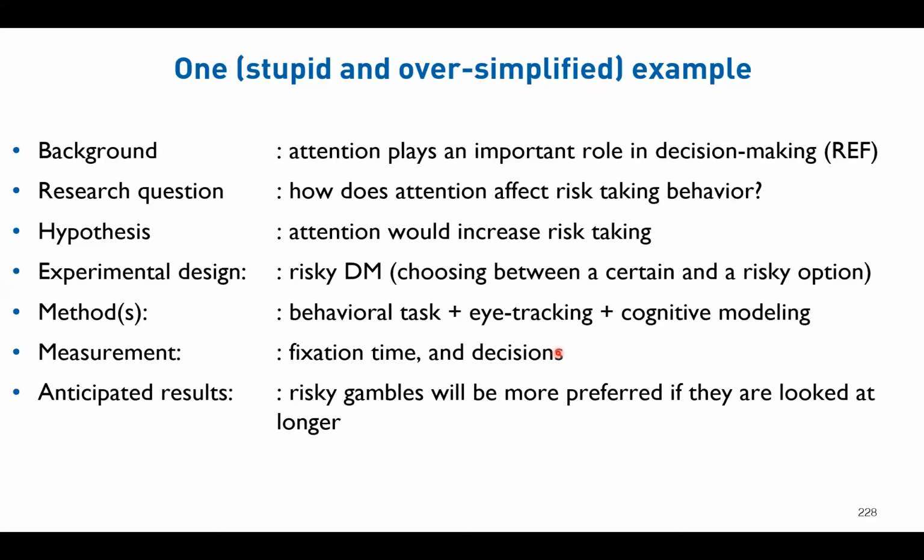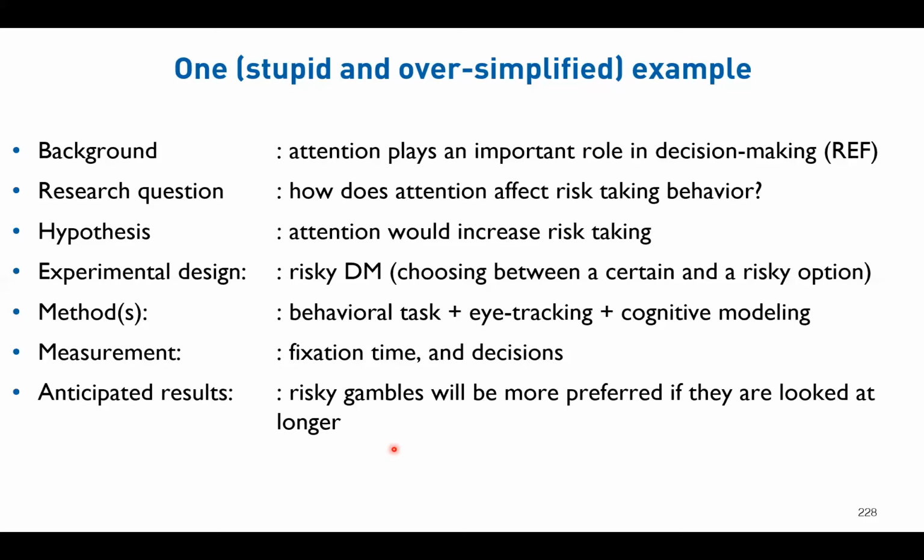So it is the result I anticipate before I even run the experiment. I anticipate that risky gambles will be more preferred if they are looked at longer. This is the reason why I say it is a little bit stupid example, because if there are two options and one is looked at much longer than the other, it's not so surprising that the one that is looked at longer will be chosen more likely. Okay, so this is the idea, but you get what I mean. So even though it is stupid, it is actually quite a complete research proposal.